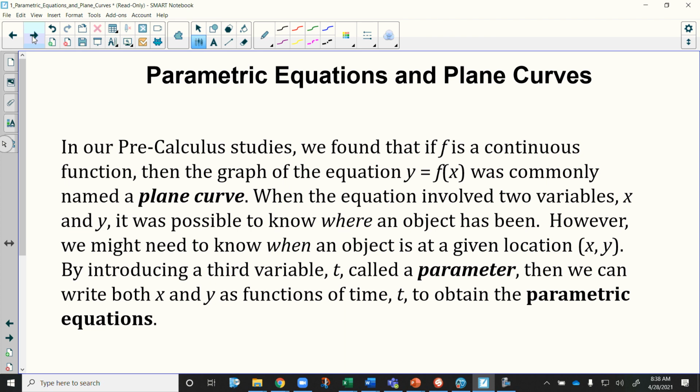Here, they're telling us that f is a continuous function on the graph and was commonly called a plane curve. Okay, well, one of the things that we want to do with parametric equations is really we want to be able to know where a function, or where a particle, I should say, is going to be at a specific time. And that's kind of what we're introducing here by introducing a third variable, and it's usually time. It's not always going to be time, but that's what we refer to as our parameter, hence parametric equations.